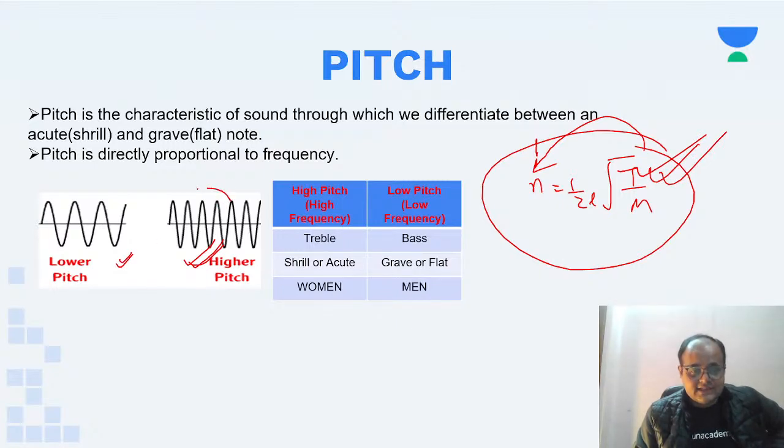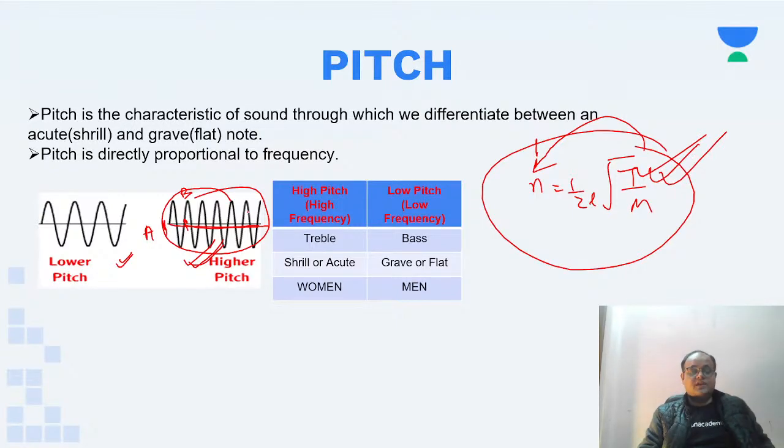You can clearly see the difference. There are a number of vibrations in a single time period. If I start from A to B, if I take one time period or maybe this entire duration, you will see a number of waveforms in graph 2. So it is a higher pitch diagram.